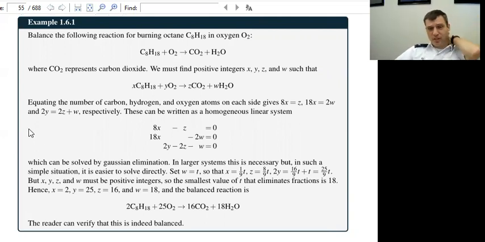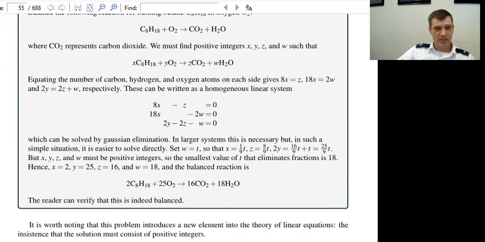The important part, though, is that you don't really want fractions of molecules. I'm not sure you can have a fraction of a molecule. So a key portion of this is that we have this new constraint. My solution has to be positive integers. I can't have negative waters somewhere in my system, whatever. So you end up multiplying everything through by 9 to get integers. And then one solution that you can possibly get is 2 octanes and 25 oxygens give you 16 carbon dioxides and 18 waters. And then from there on, you can build up.